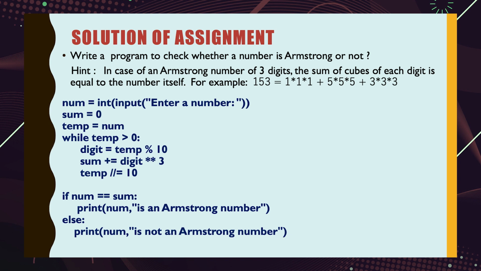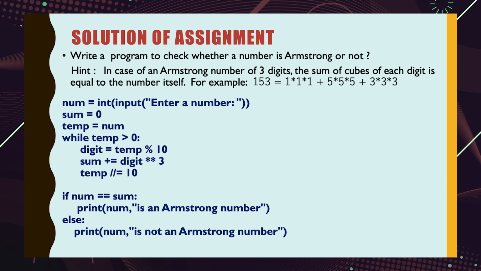In the loop section, the digit variable will store the remainder when the number is divided by 10. For example, if the number is 153, then the digit variable stores 3. In the next line, the sum variable stores the cube of the digit. Afterwards, floor division is performed on the temp variable to get the integer value of the entered number. So on, the loop will go until the temp value becomes 0.